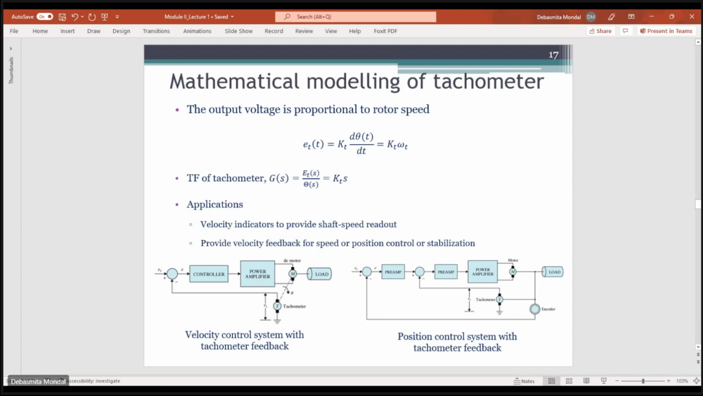Now if you take the Laplace transform of this equation, ET of S will be equal to KT into S into capital theta S for the first term. Okay.